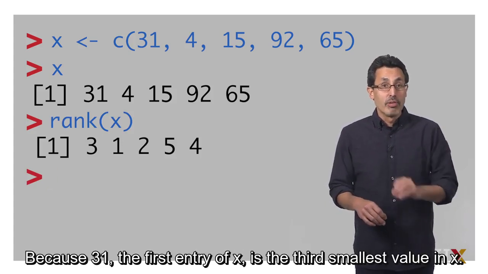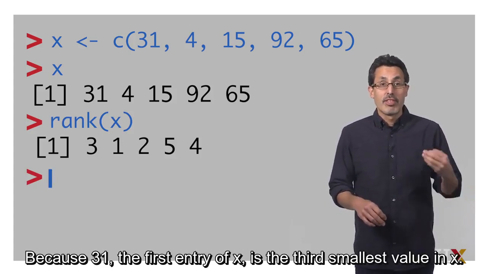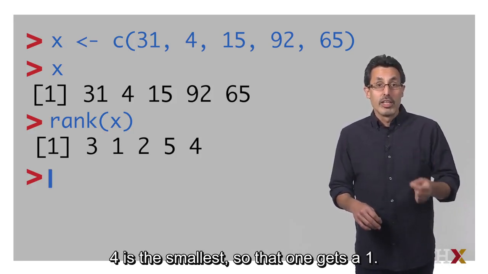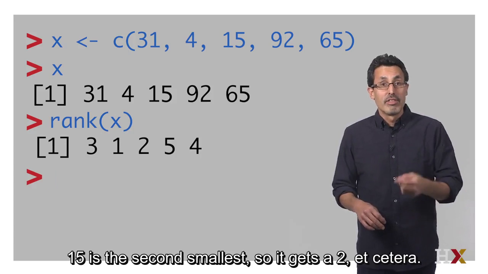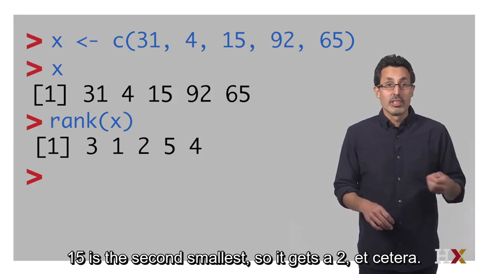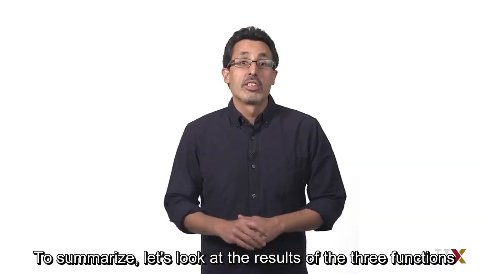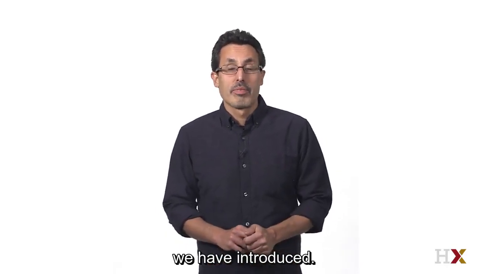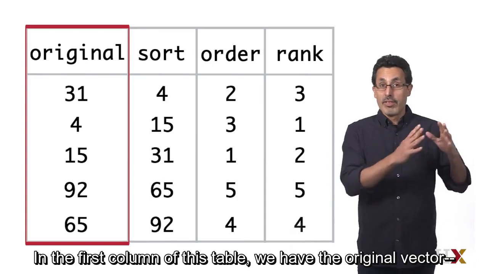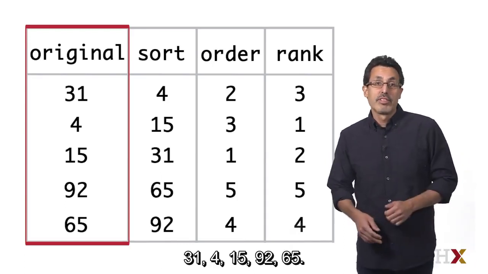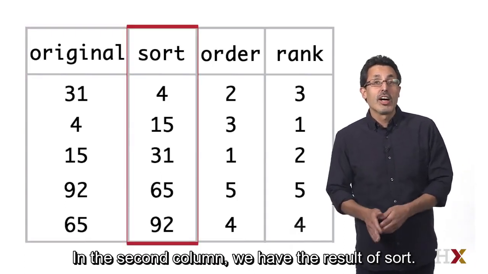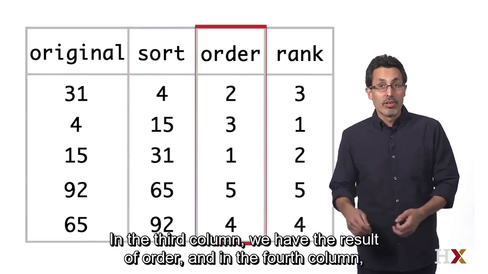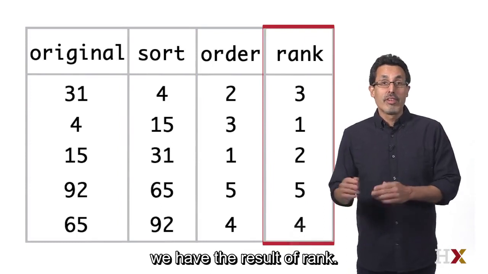Why? Because 31, the first entry of x, is the third smallest value in x. 4 is the smallest, so that one gets a 1. 15 is the second smallest, so it gets a 2, etc. To summarize, let's look at the results of the 3 functions we have introduced. In the first column of this table, we have the original vector, 31, 4, 15, 92, 65. In the second column, we have the result of sort. In the third column, we have the result of order. And in the fourth column, we have the result of rank.